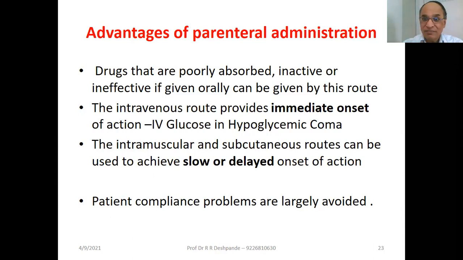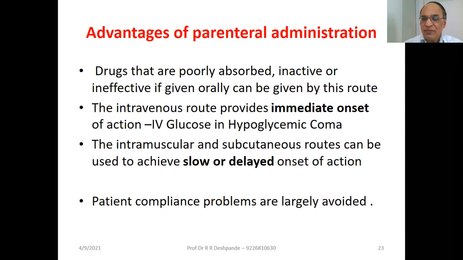He can survive. If the blood sugar goes below 40, 50, 30, the patient can die at any moment. Hypoglycemic coma is more dangerous than diabetic ketoacidosis. Remember my words: IV glucose is a life-saving drug. Instant. No oral. The intramuscular and subcutaneous routes have slow or delayed onset of action. If we don't have any emergency, then no IV; you can give the IM, intramuscular, or subcutaneous.